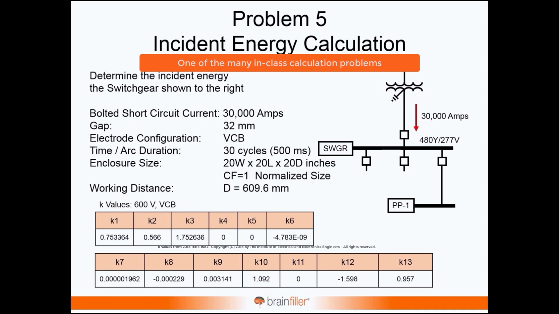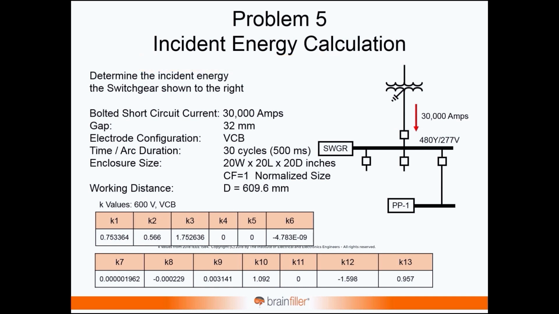And the 30,000 amp case, I tried to make this identical to the case that I had for my 2002 class, as I had mentioned. We had 30,000 amps of bolted short circuit current, 30 kA. The gap that was used in the original problem was 32 millimeters because it's switchgear. The duration that I had in the original problem from my 2002 class was 30 cycles, 500 milliseconds.